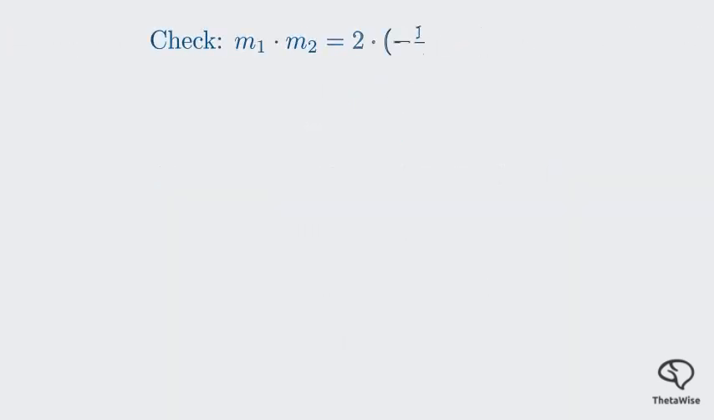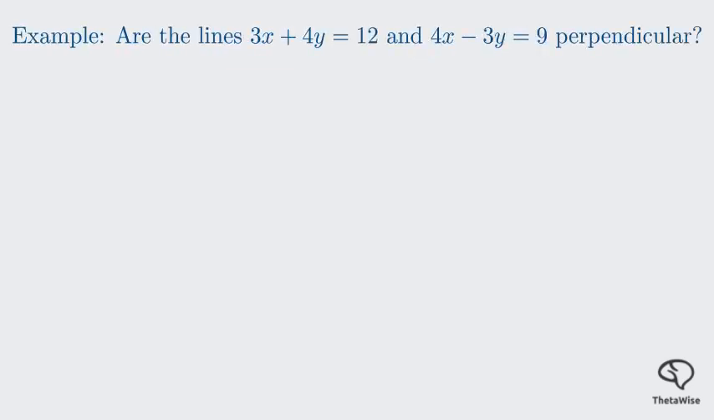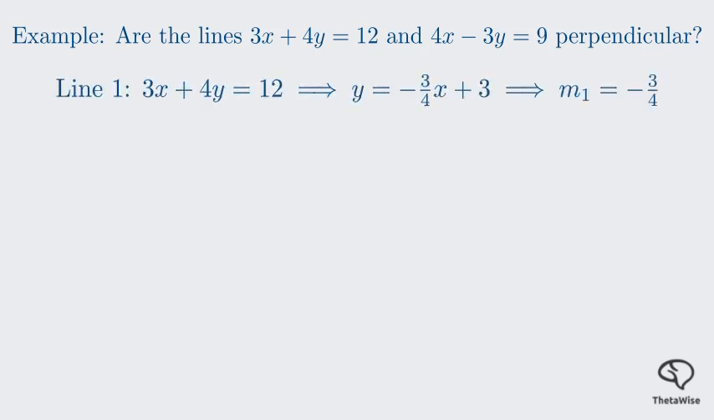Let's try another one. Are the lines 3x plus 4y equals 12, and 4x minus 3y equals 9 perpendicular? Again, we need to find the slopes by solving for y. For the first equation, we get y equals -3/4 x plus 3. The slope is -3/4. For the second equation, we get y equals 4/3 x minus 3.